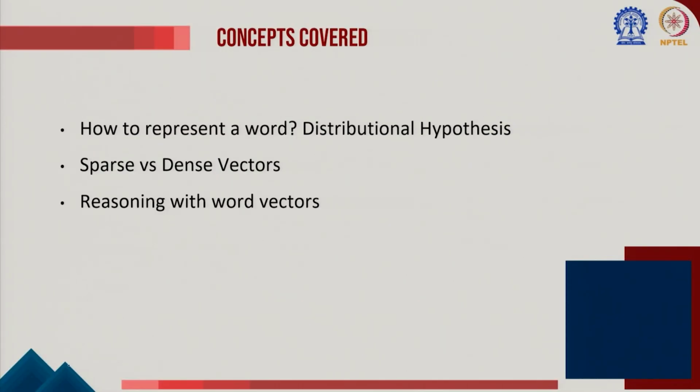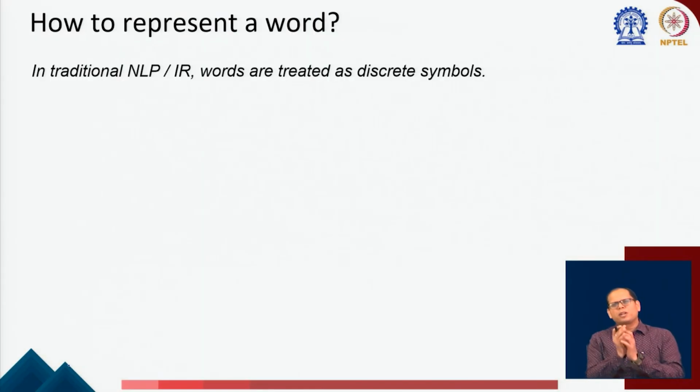What we'll cover in this lecture is how you represent a word in language, typically using deep learning methods. We'll briefly describe the genesis of this, the distributional hypothesis, and how it leads to the latest developments in word embeddings. We'll talk about sparse versus dense vectors and which one to use for machine learning, and we'll start talking about reasoning with word vectors, and we'll continue this discussion in the next lecture on how you learn these word vectors.